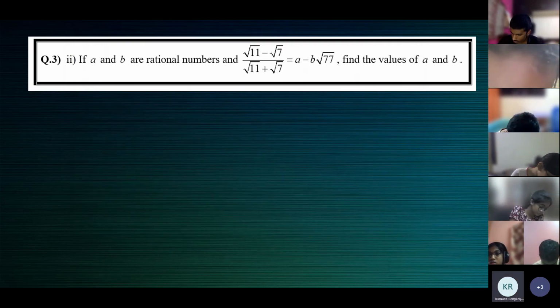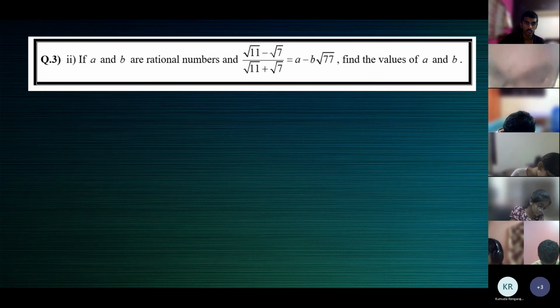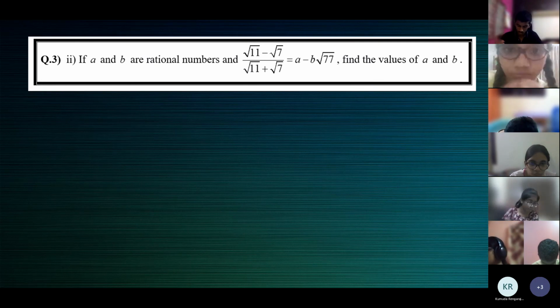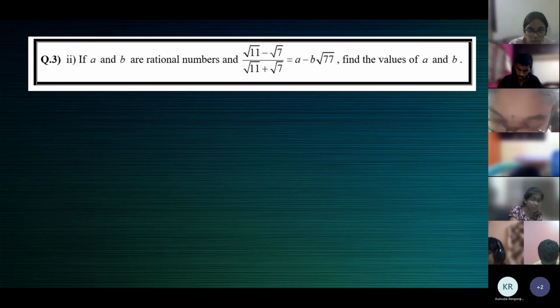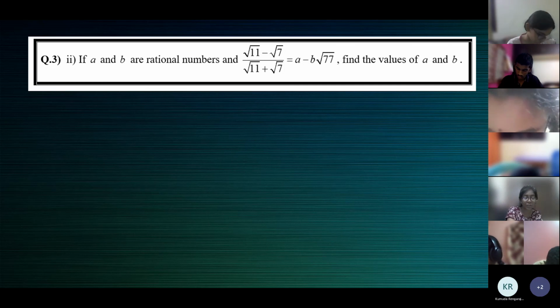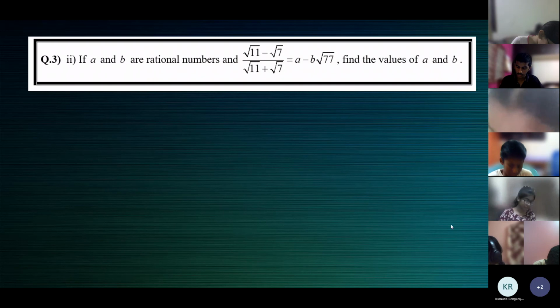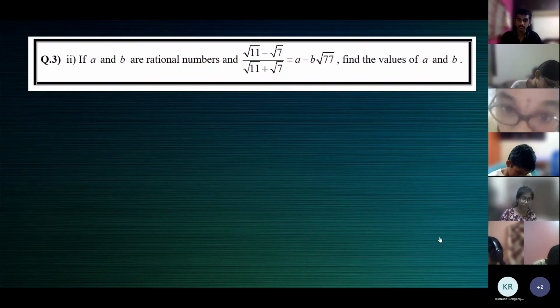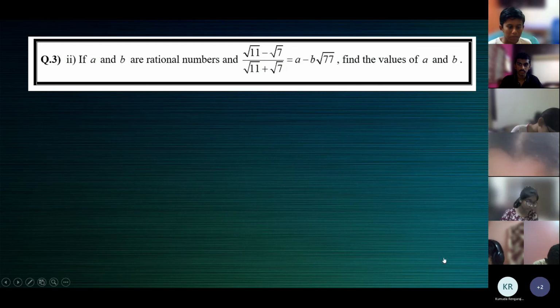What are the values of A and B? Ma'am, I'm still working. Fine. Value of A is 4 and B is 7, ma'am. No, 2, ma'am. I too got the same answer, ma'am.